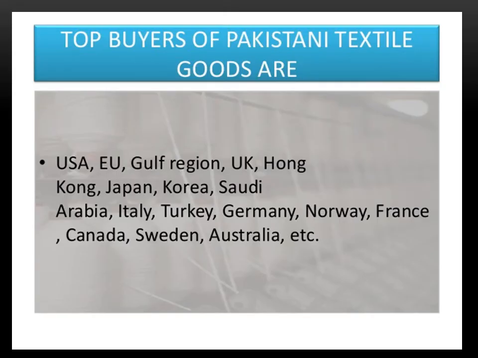Top buyers of Pakistani textile goods are USA, European Union's Gulf region, United Kingdom, Hong Kong, Japan, Korea, Saudi Arabia, Italy, Turkey, Germany, Norway, France, Canada, Sweden, Australia, etc.